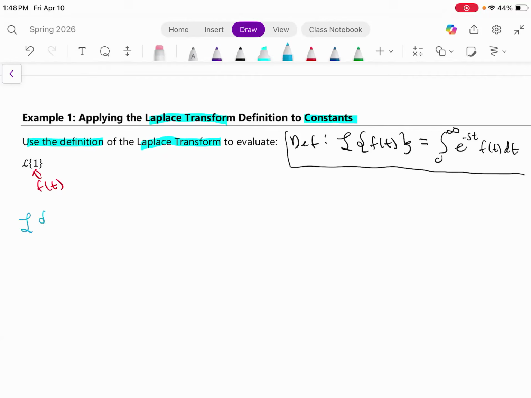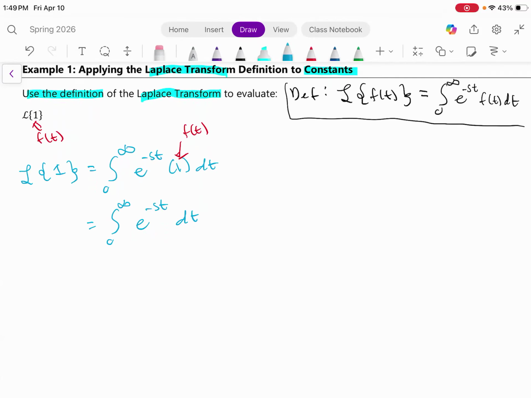So the Laplace transform of the constant 1 is the integral from 0 to infinity of e to the negative st, and f of t is just going to be 1, so times 1. But anything times 1 is just itself, so all we're left with is the integral from 0 to infinity of e to the negative st dt. So this is just our integral now.